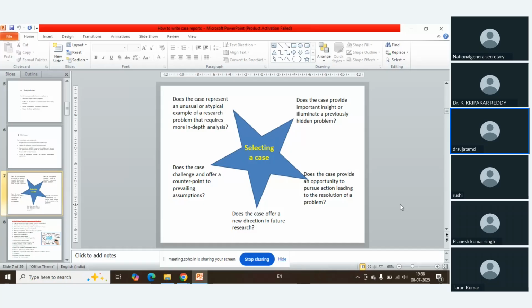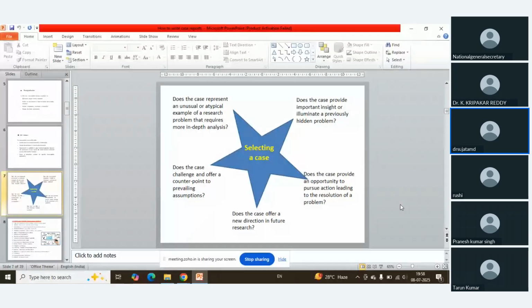Or does the case challenge or offer a counterpoint to prevailing assumptions? Or does the case provide an opportunity to pursue action leading to the resolution of a problem? And does the case offer a new direction in future research? So based upon all these questions, all these ideas, based upon these criteria only, we can select a case for paper publication.